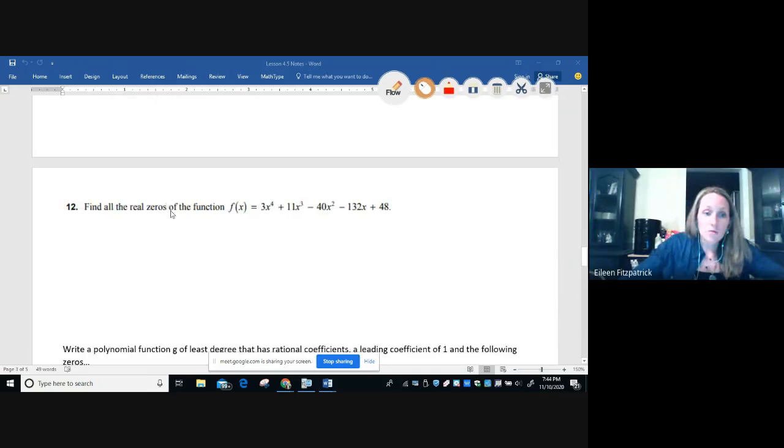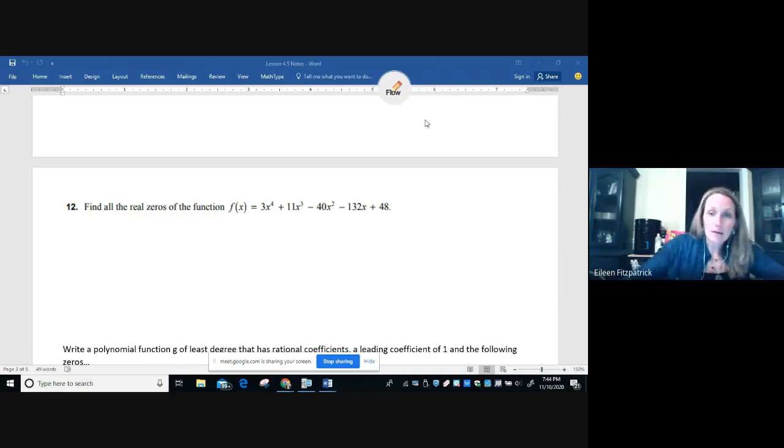Find all the real zeros of the function f of x equals 3x to the fourth plus 11x cubed minus 40x squared minus 132x plus 48. Now here's the problem. We can't just set this equal to 0 and factor it, right? There's 1, 2, 3, 4, 5 terms. We've only ever factored polynomials with 4 terms by grouping, right? So we need a new way of finding the zeros, and we're going to use the rational roots theorem to help us figure it out, and synthetic division.